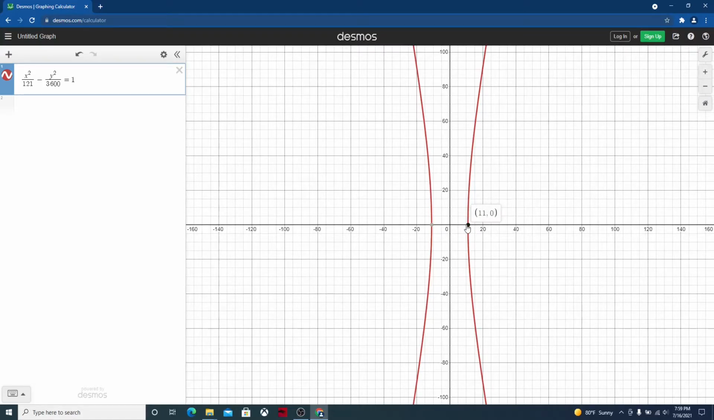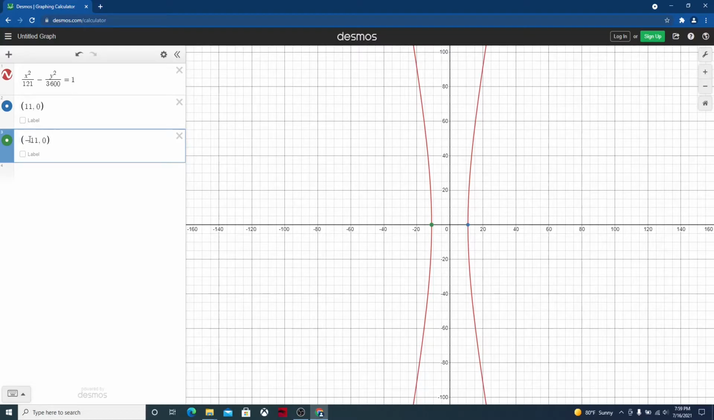So here are the vertices, 11, 0 and negative 11, 0. Let's plot those. So we have 11, 0, and the dot appears on the point that we just clicked a moment ago. And the other vertex was negative 11, 0. There we go. There are our two vertices. And let's make them both green today. I guess it's a green day.